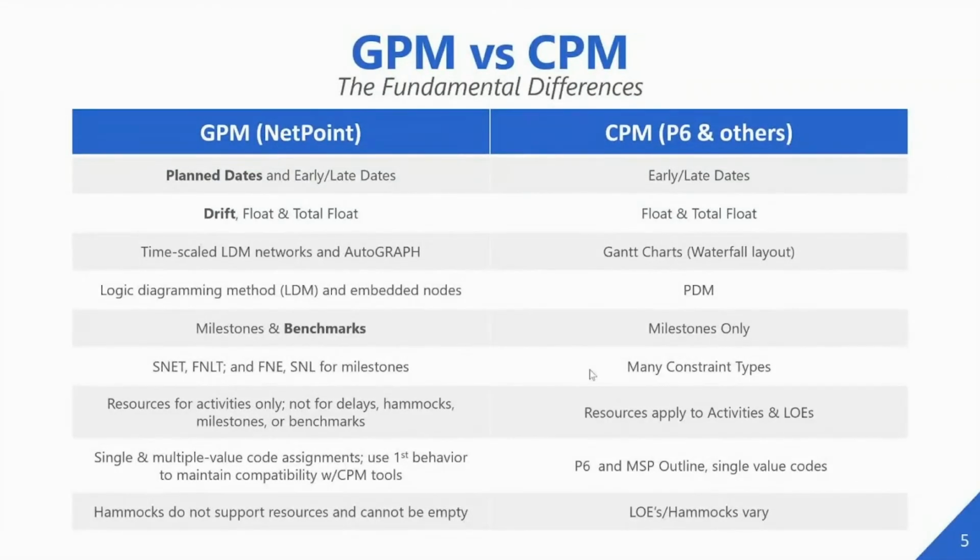As we already know, NetPoint works on an innovative algorithm called graphical path method, which is different from what P6 and the other tools use. The major difference between GPM and CPM is that GPM relies on planned dates instead of the early and late dates like CPM. So that brings a very major difference when you're exchanging information.